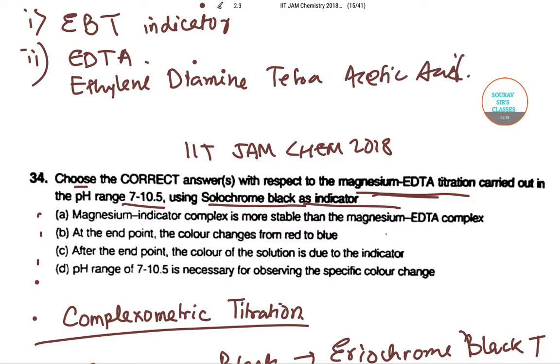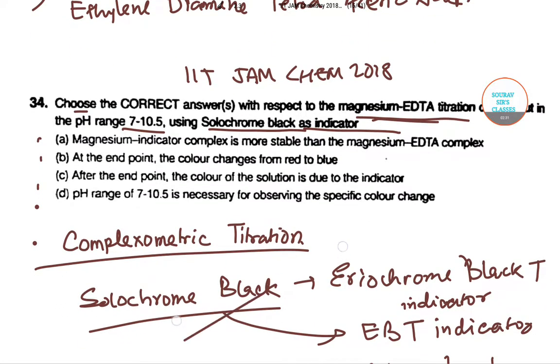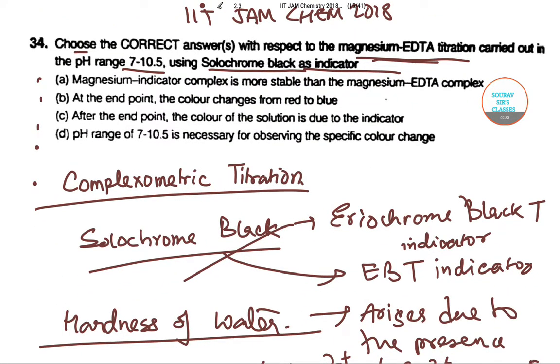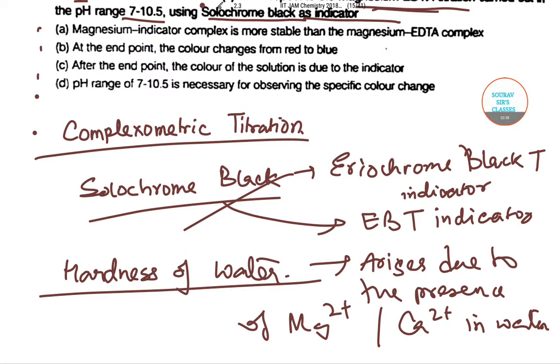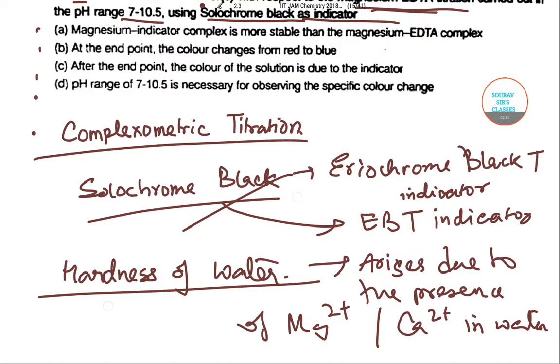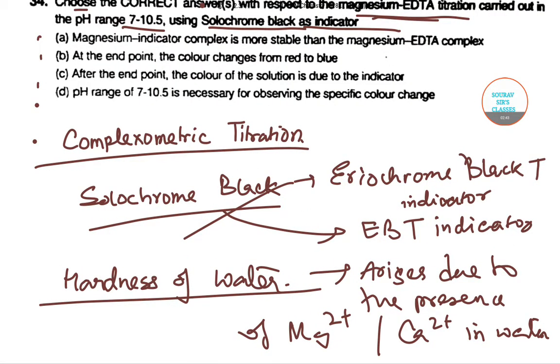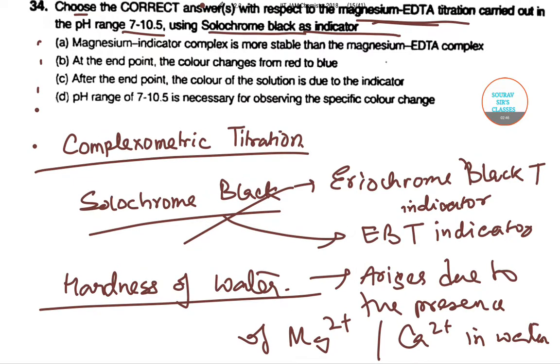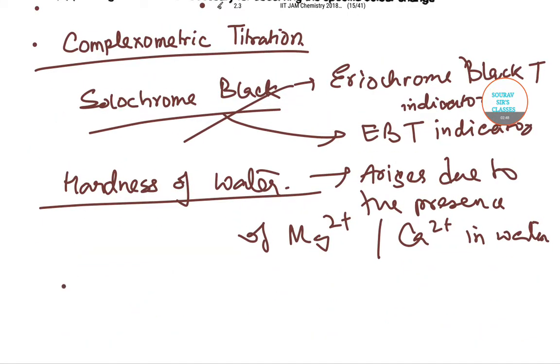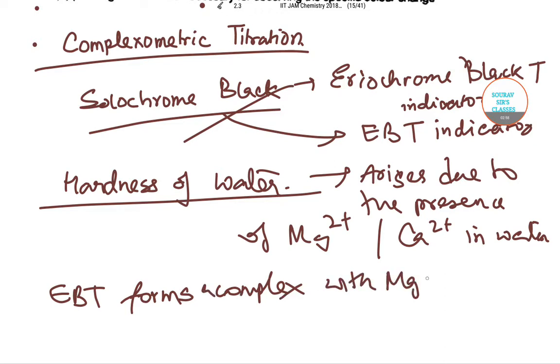So in complexometric titrations, in order to determine hardness of water, what we do is first we give the sample EBT indicator, as a result of which the sample changes color from blue to red, because the EBT indicator forms a complex with Mg2+, which results in a change in color from blue to red.